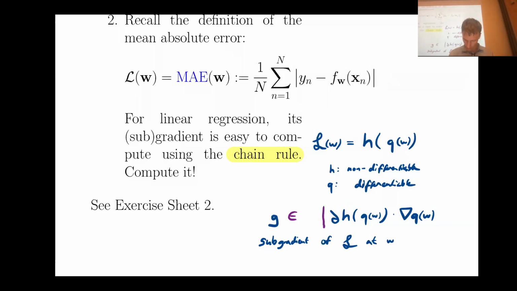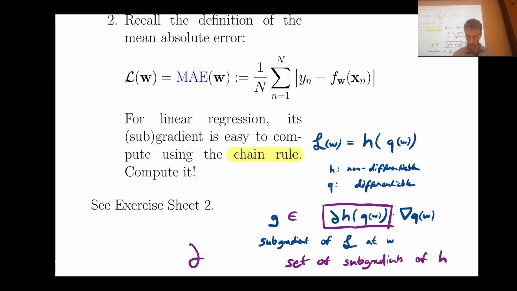So what does this mean? This is the set of subgradients of h. That's what we write with this notation. This thing might contain several vectors, right? Sometimes it has only one vector, fine. Sometimes it has several, and if it has several, then you can pick any of those. So that's what it means here.